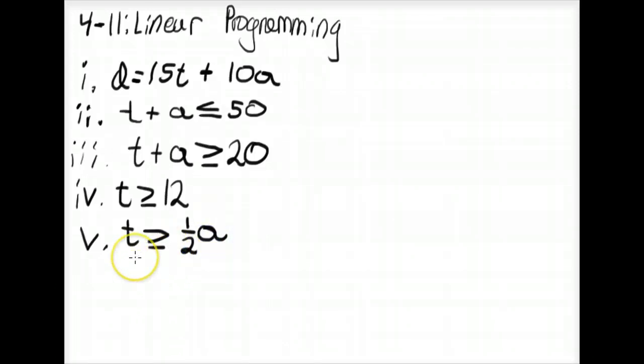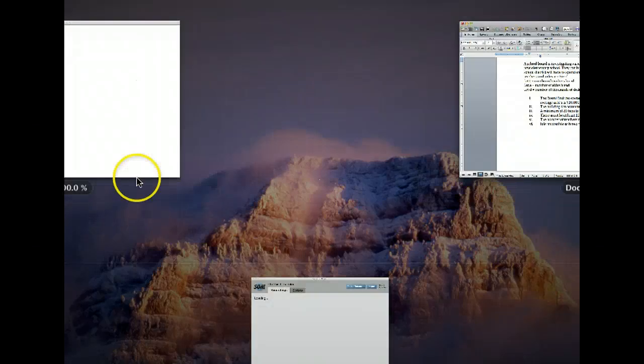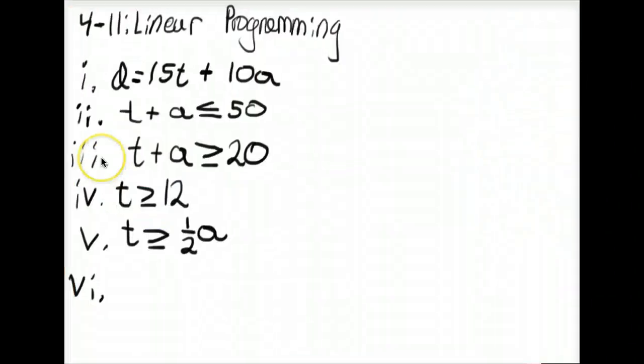And the final restraint says that it is impossible to hire a negative number of teachers or aides. So that's kind of obvious, but basically that means that T must be greater than or equal to 0, and A must be greater than or equal to 0.